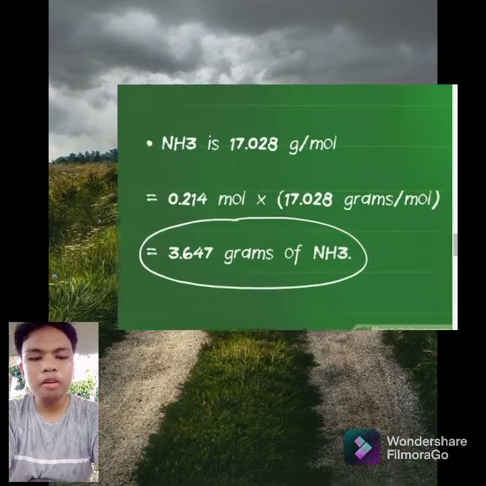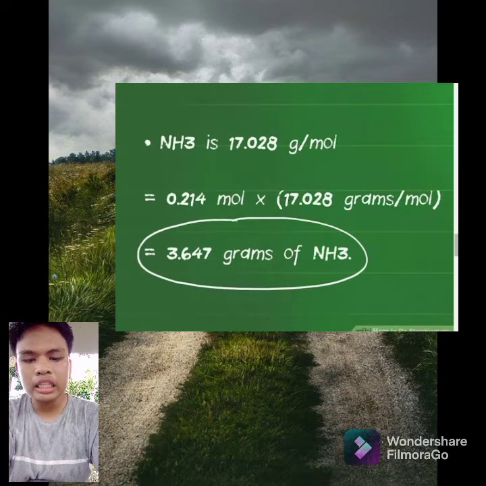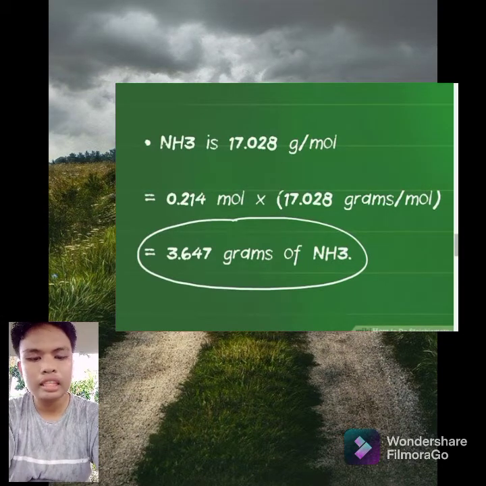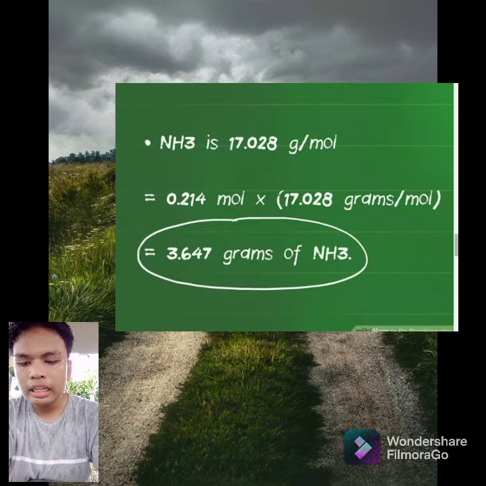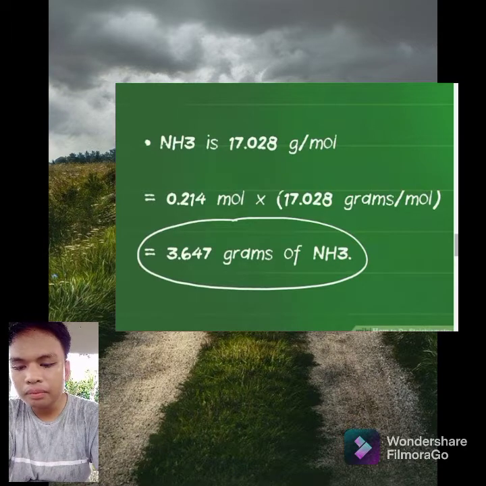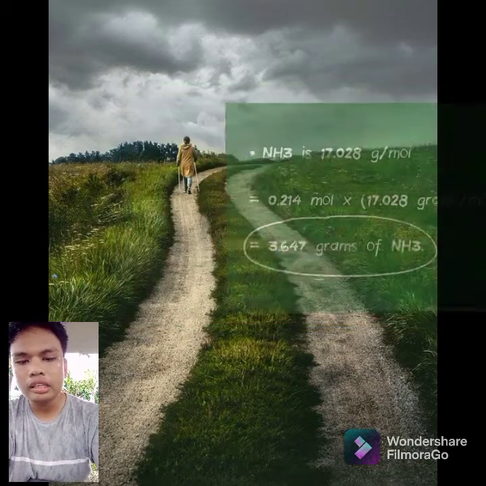Next, convert moles to mass using the molar mass of the species. The molar mass of NH3 is 17.028 grams per mole. Therefore, 0.214 moles times 17.028 grams per mole is equal to 3.647 grams of NH3.